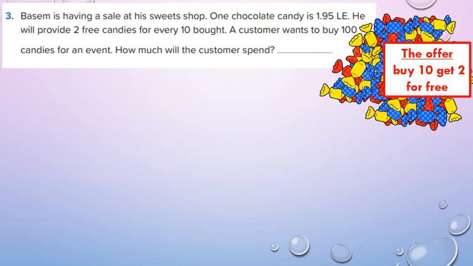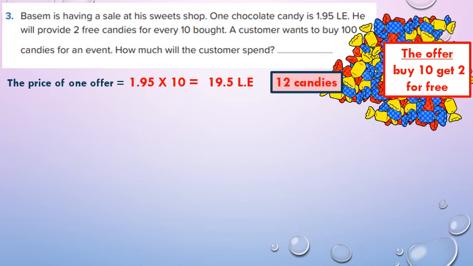Okay, our offer: buy 10 and get 2 for free. So the price of one offer, 1.95 by 10. Buy 10, get 2 free. So we'll buy 10, each one 1.95 pound. By 10, we will move the point to the left one step. So 19 and 5 tenths LE for the 12 candies.